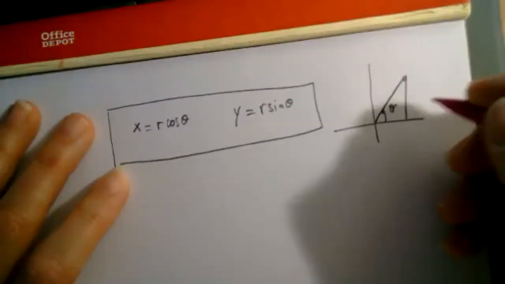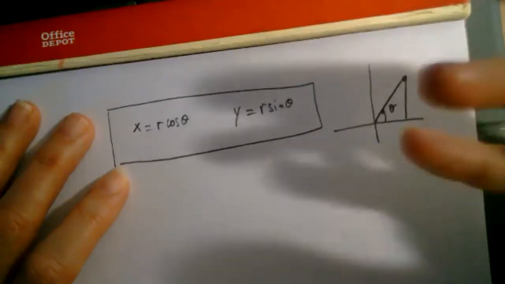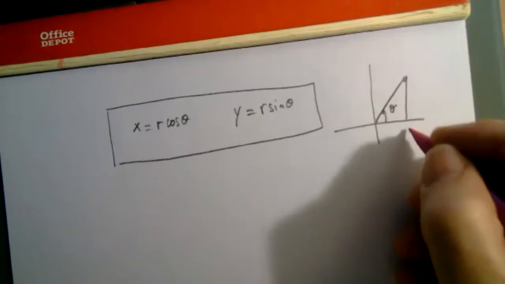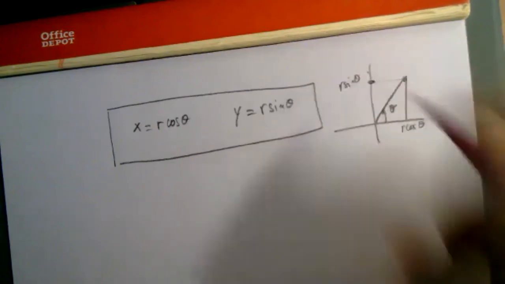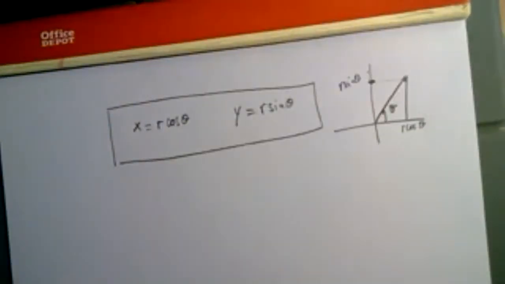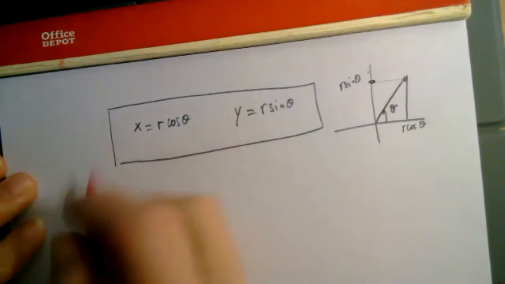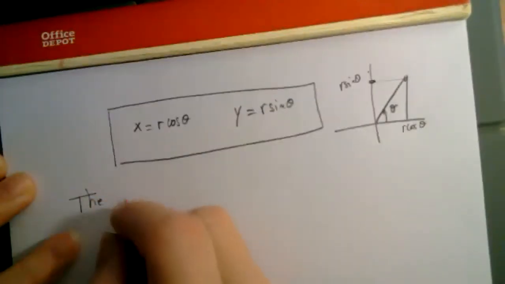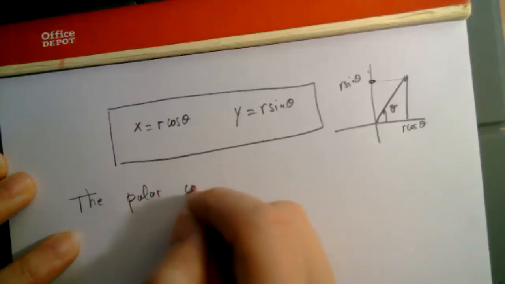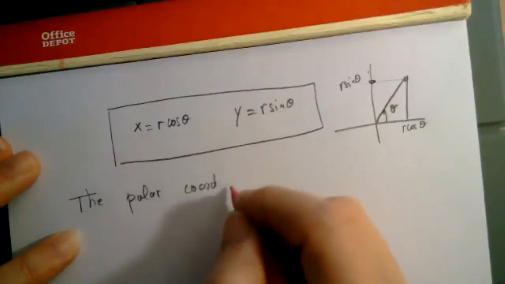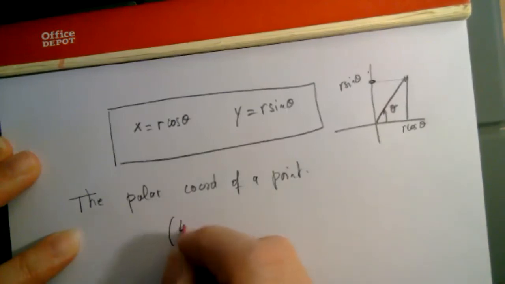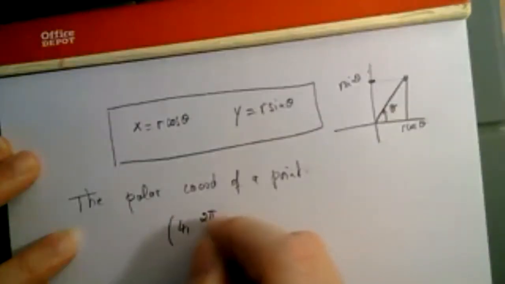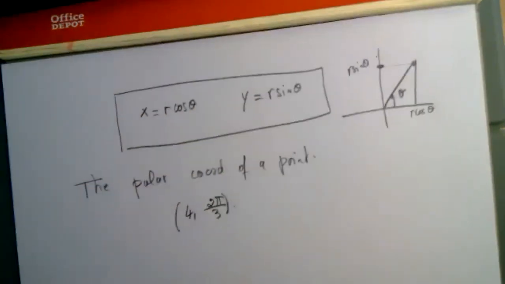Remember that they hold for every theta, and I told you exactly why, because of the unit circle definition. So this is r cosine theta, and this point right here is r sine theta. Very good. So let's take a very straightforward example. I give you the polar coordinate of a point: r is 4, for example, and theta is 2 pi over 3. It doesn't matter what I put, I can put -4. So find the Cartesian coordinates.